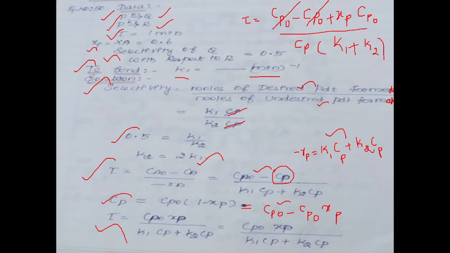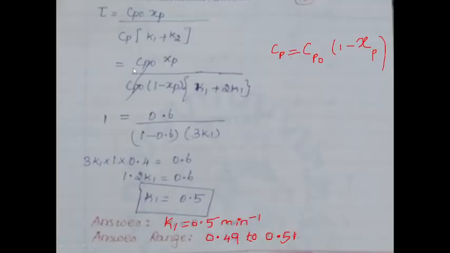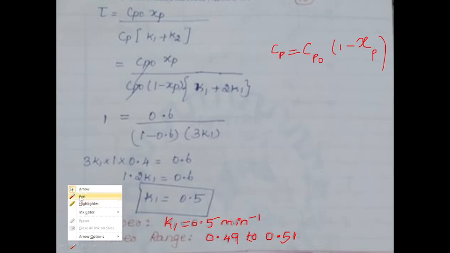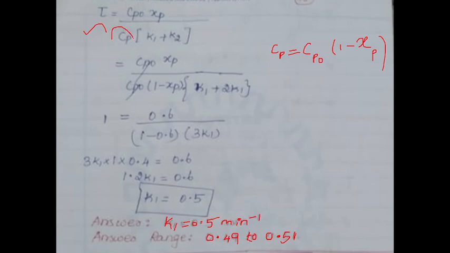Final expression: Cp naught into Xp by Cp into K1 plus K2. So this equation here, Cp into K1 plus K2, is the final expression. Tau is equal to this one. Again, Cp naught into Xp is the numerator term, and Cp is in the denominator.